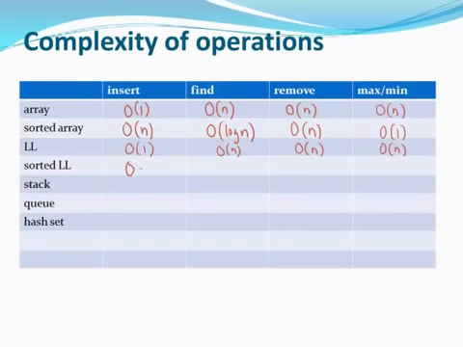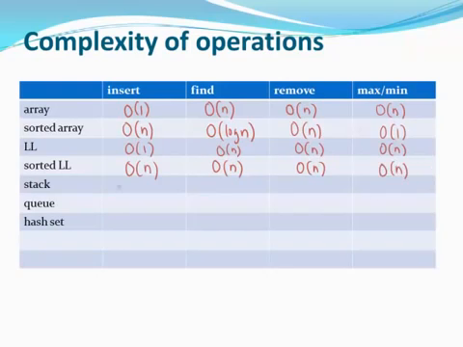If you have a sorted linked list, it doesn't give you any advantage. In fact, you will have to maintain the sorted invariant after you insert. So that would require big O of n. You will have to navigate through the list and find the place and maintain the sorted invariant. Finding would require big O of n. Removing would require big O of n, since you'll have to look. And max or min would require big O of n.